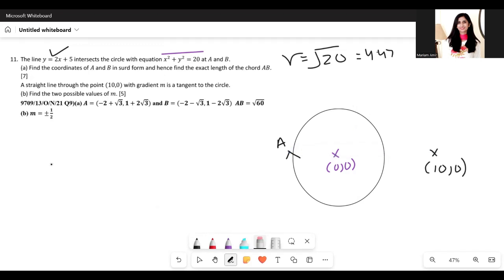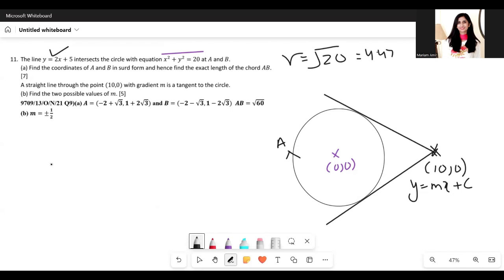And then it says that a straight line through (10, 0) with gradient m is tangent to the circle. So if you draw a tangent, you'll get a tangent like this. Also, you may get a tangent like this. So it says that with gradient m is tangent to the circle. Okay, so this line has a gradient of m. So y equals mx plus c would be the equation of both of these lines.